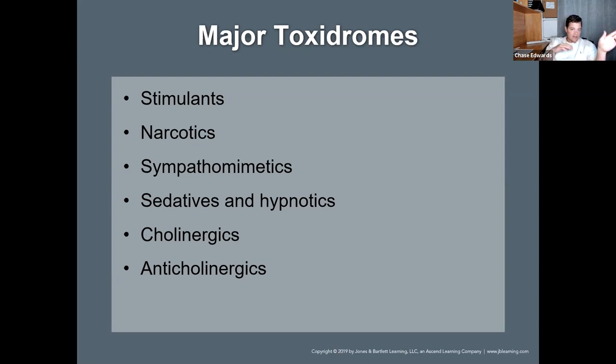For a list of toxidromes, you can look in your book, Table 23-1 in the text. Table 23-2 is going to list common signs and symptoms of poisoning. By reviewing your history and physical exam findings in conjunction with vital signs, you can often develop a working diagnosis to provide appropriate pre-hospital care to that patient.